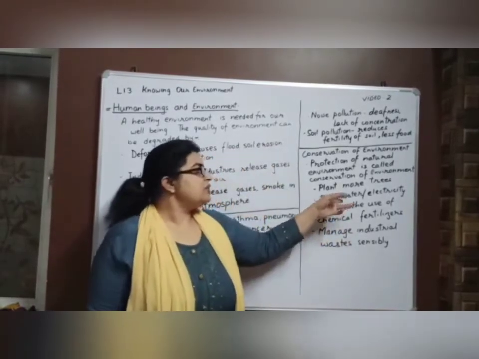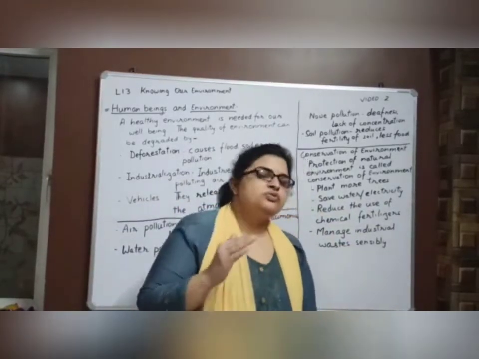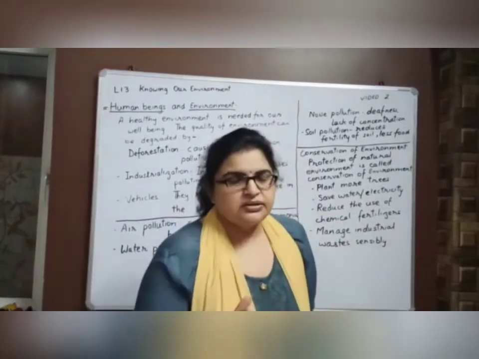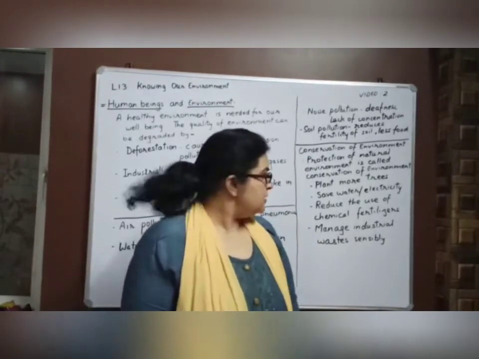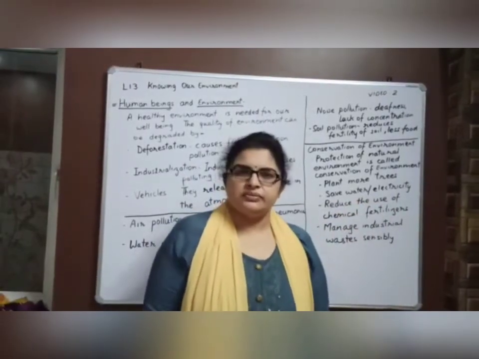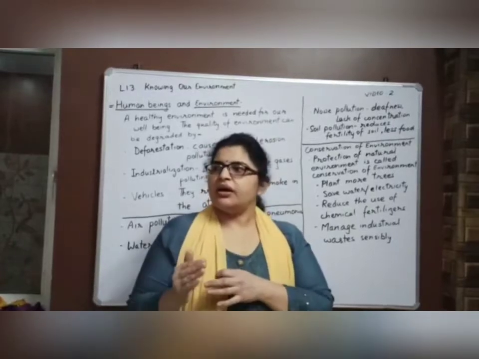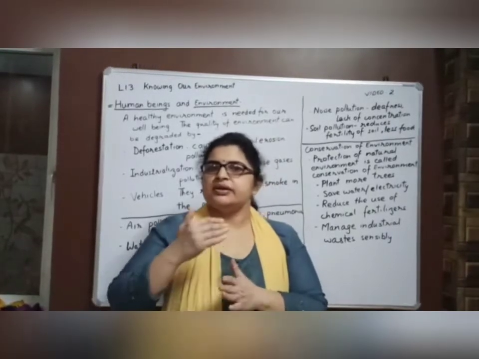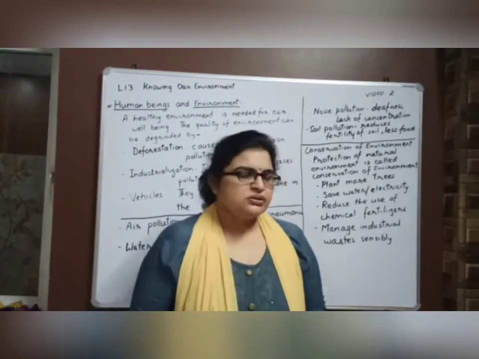Next, we should save water and electricity, that is, we should be reducing the use of water and electricity. Misuse of water and electricity should not be there. Then we should reduce the use of chemical fertilizers, and natural fertilizers, that is those made with cow dung or compost, can be used.